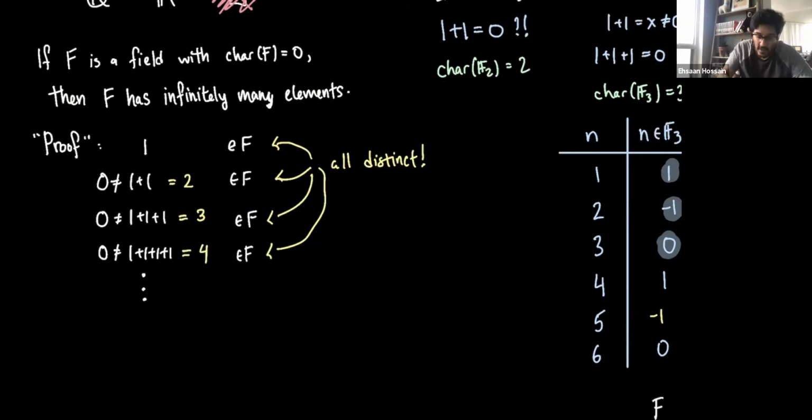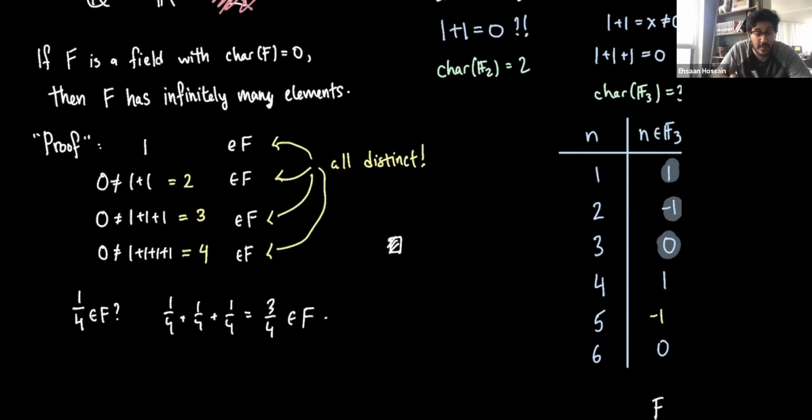So if 4 is an element of F, by multiplicative inverses, that means 1 over 4 is an element of F too, right? So this proves the theorem as I posed it. But now we're noticing a different pattern. We're noticing that 1 over 4 has to also be in F, right? And if I add that 3 times, 1 over 4 plus 1 over 4 plus 1 over 4, that's 3 over 4. That also has to be in F.